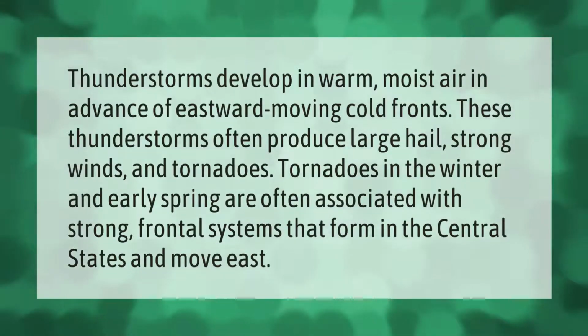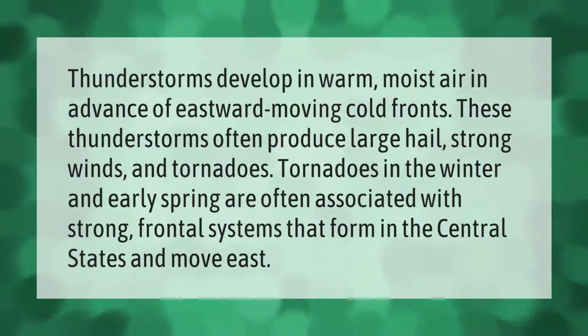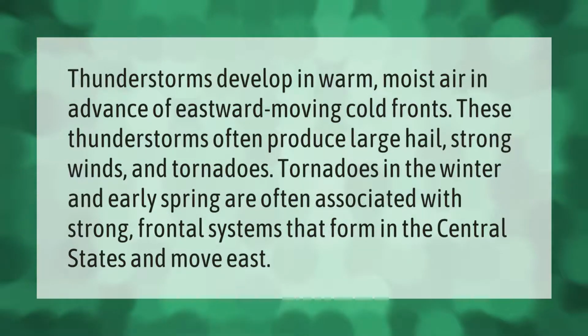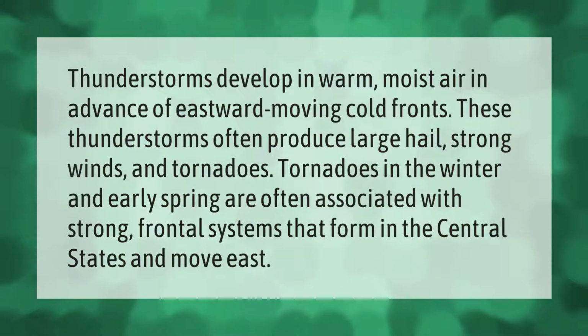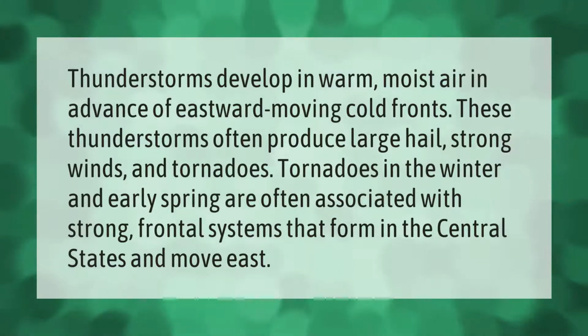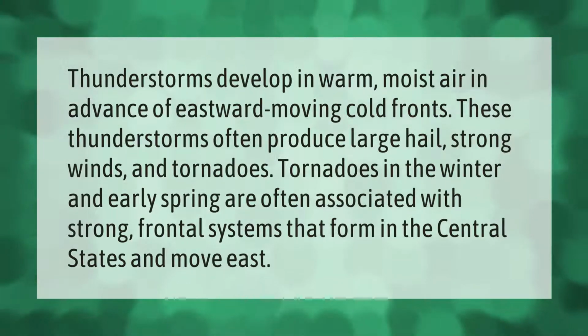Thunderstorms develop in warm, moist air in advance of eastward-moving cold fronts. These thunderstorms often produce large hail, strong winds, and tornadoes. Tornadoes in the winter and early spring are often associated with strong, frontal systems that form in the central states and move east.